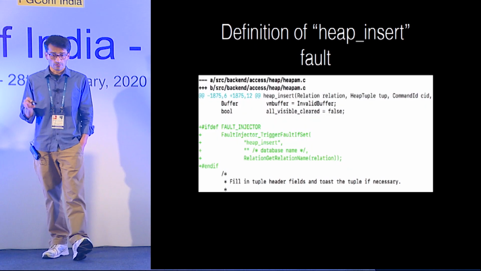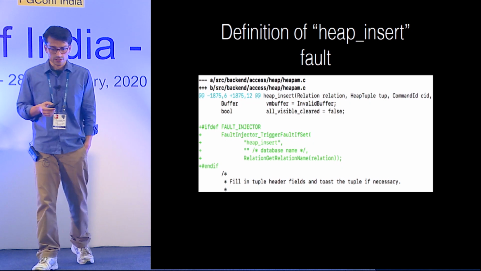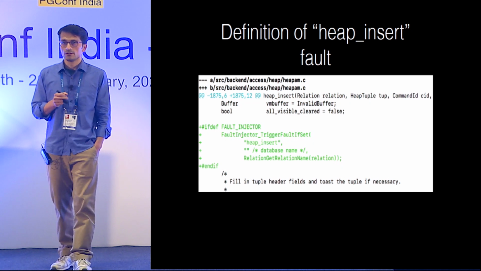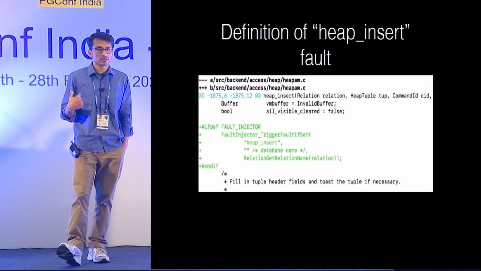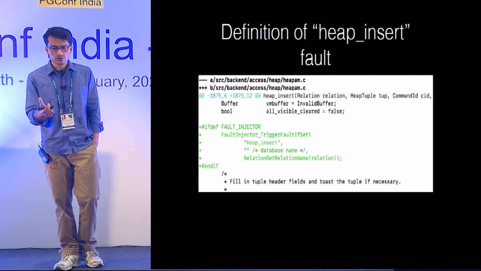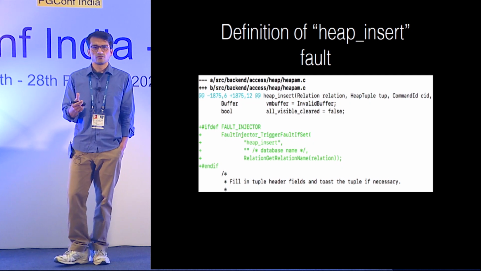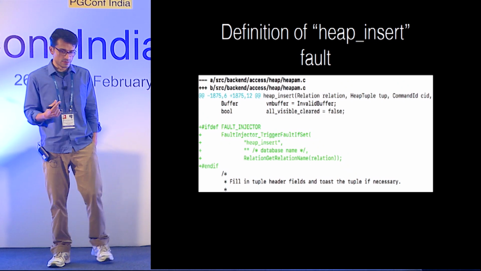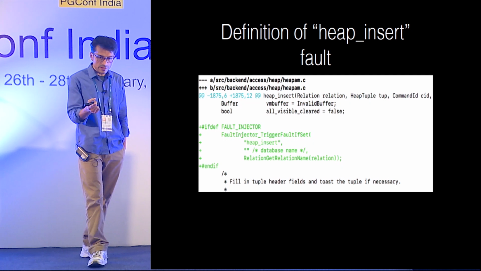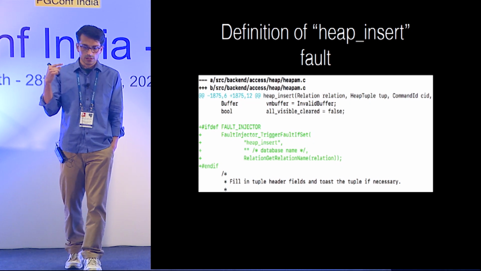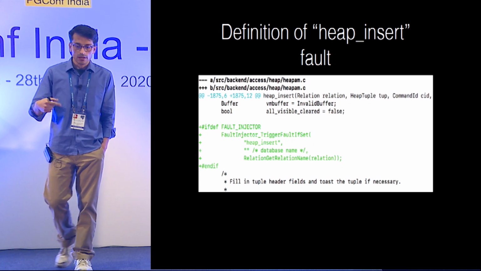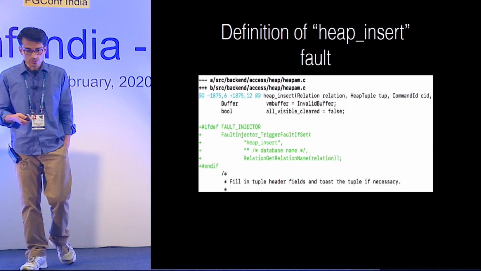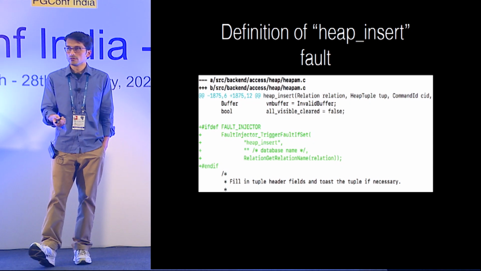So let's delve deeper into how it works. What you see on the screen is a definition of the heap_insert fault. heap_insert is just a name that I have chosen, but it's a good idea to name it according to the function, or some name that indicates the purpose of the fault, right? So in this particular case, as you can see, the heap_insert function is changed, and right at the beginning we have added this fault called heap_insert. So this is how a typical fault definition looks.